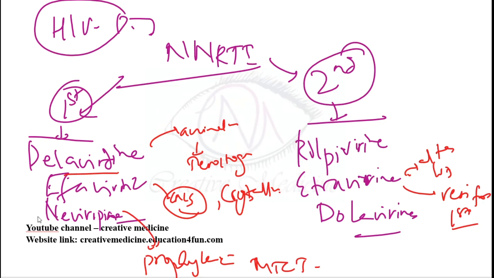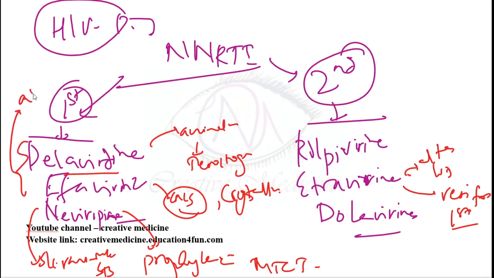Then the main side effect of nevirapine is rash. Rash is the most common side effect, and this can also cause Stevens-Johnson syndrome and toxic epidermal necrolysis. It can also cause hepatotoxicity.